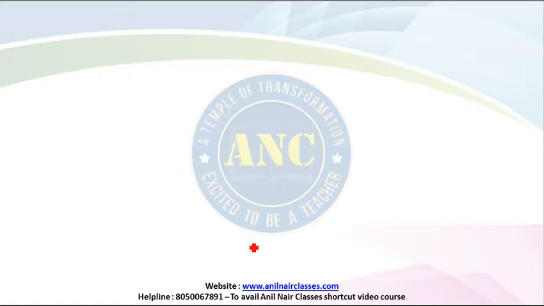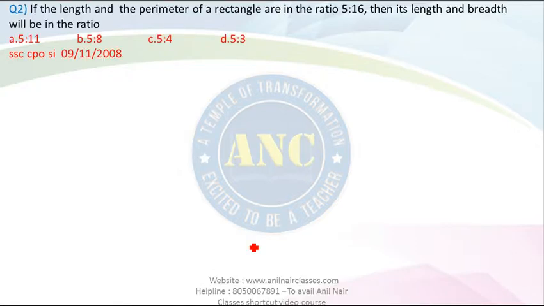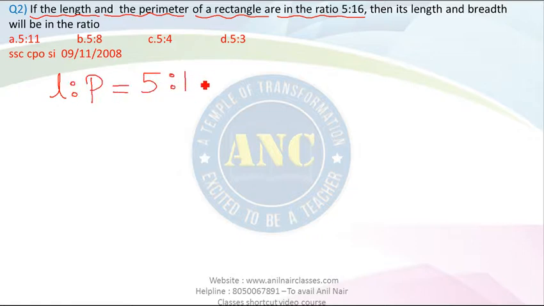Please see the second question. Again, an original SSC question from the year 2008. Now see this question. If the length and the perimeter of a rectangle are in the ratio 5:16, then its length and breadth will be in the ratio of what? They are saying that length and perimeter are in the ratio 5:16.